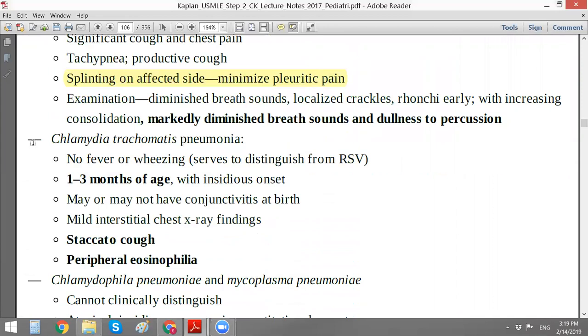Chlamydia trachomatis pneumonia occurs at 1 to 3 months of age. Staccato cough, peripheral eosinophilia. The interstitial chest X-ray findings may or may not have conjunctivitis. No fever, and wheezing distinguishes it from RSV.